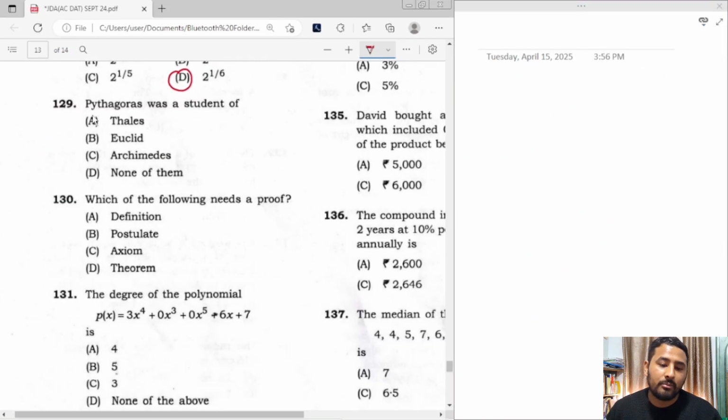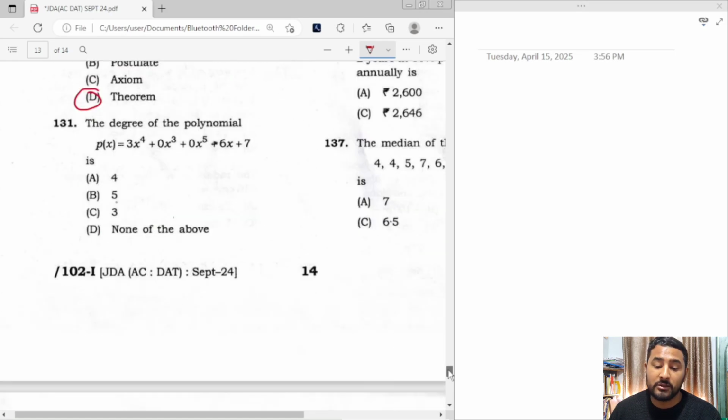Let's go next. Pythagoras was a student of whom? Pythagoras was a student of Thales, okay? Thales. Which of the following needs a proof? Definition, postulate, axiom, or theorem? Always remember, theorem needs a proof, such as Pythagoras theorem or basic proportionality theorem, okay?